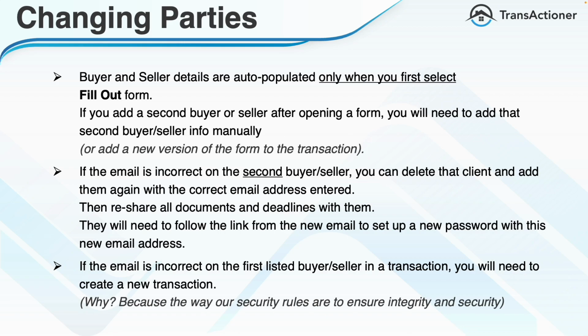Changing parties. Buyer and seller details are auto-populated only when you first select the fill-out form. If you add a second buyer or seller after opening a form with the fill-out option, you will need to add that second buyer or seller information manually. Or you could create a new version of the form to the transaction.